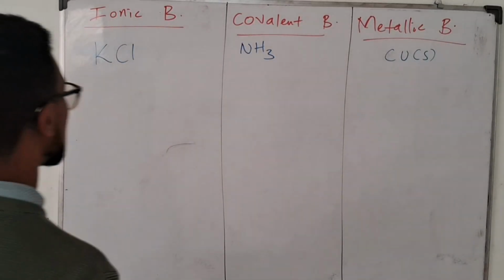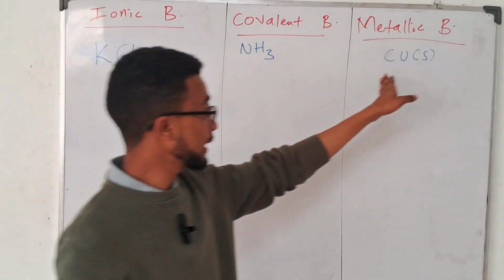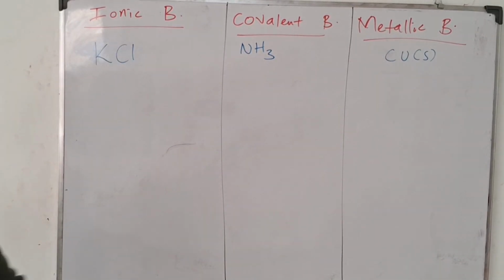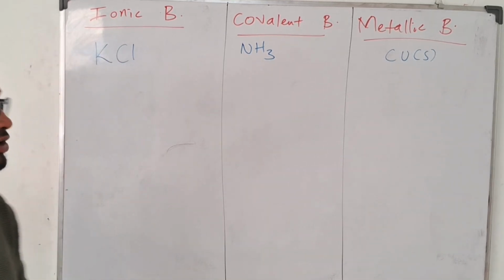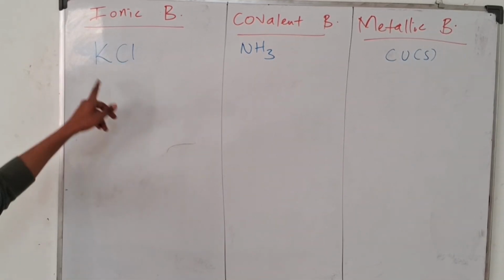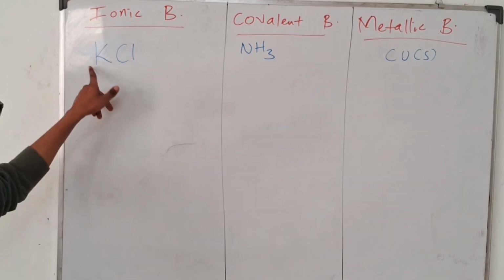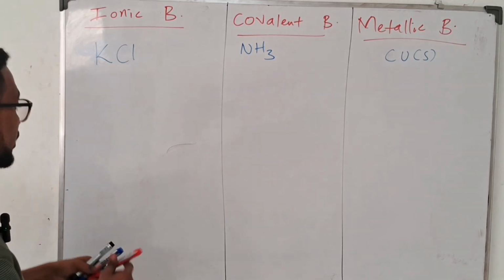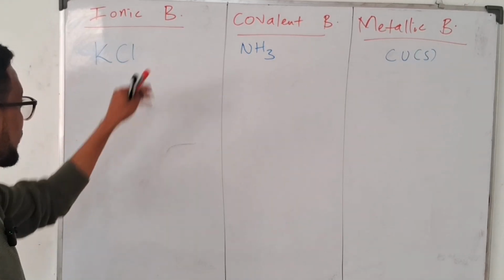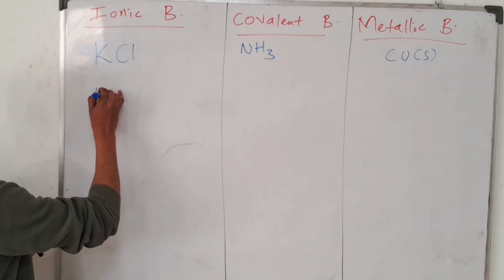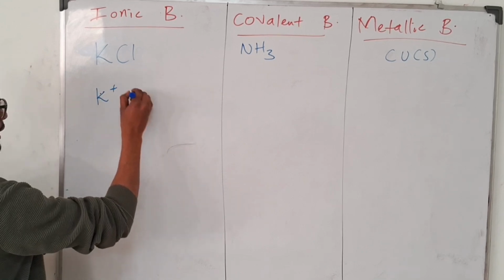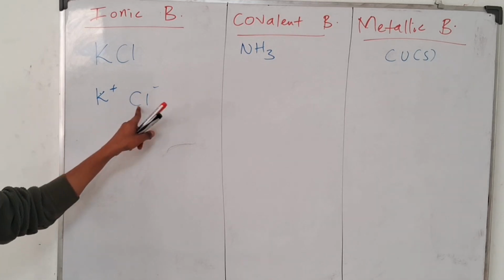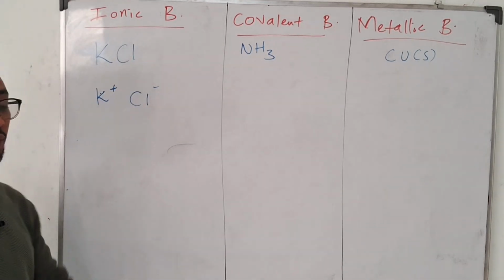Now let's look at an example for these three different types of bonding. We have potassium chloride, ammonia, and copper. Okay, let's look at these three examples to have a brief understanding about the difference between these three types of bonds. So here let's consider one formula unit of potassium chloride, and then we'll try to see how these two are bonded. In one formula unit, we have one potassium ion and one chloride ion. So the electrostatic attraction between these two opposite charges will give us our potassium chloride.